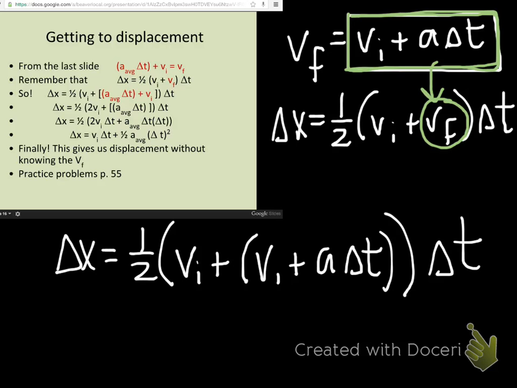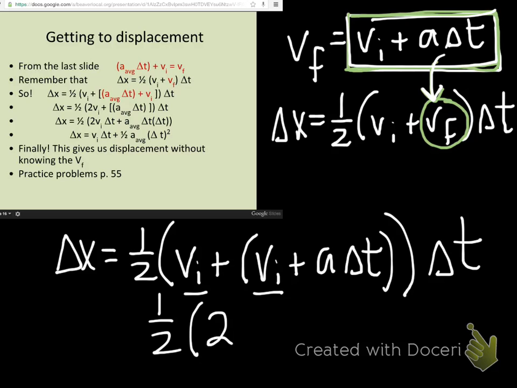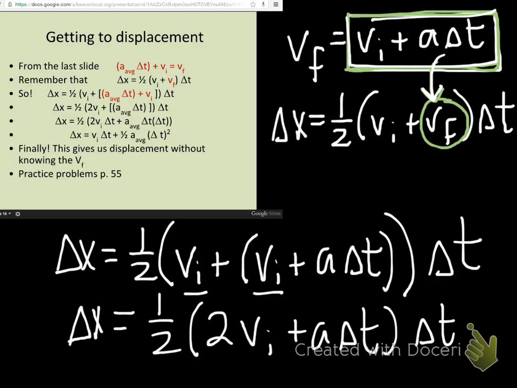Watch. Okay, so we've got it in the plugged in form where we took everything up here and put it right in there to substitute for vf. Now we're going to do a little bit of simple algebra. Well, vi plus vi gives us 2vi plus a delta t, times delta t. And this is all still equal to delta x. Okay, now let's do a little bit more algebraic magic and we'll get our final third equation.